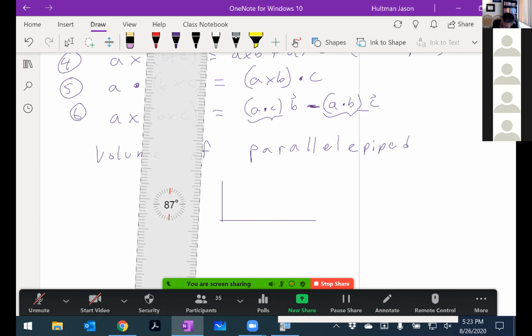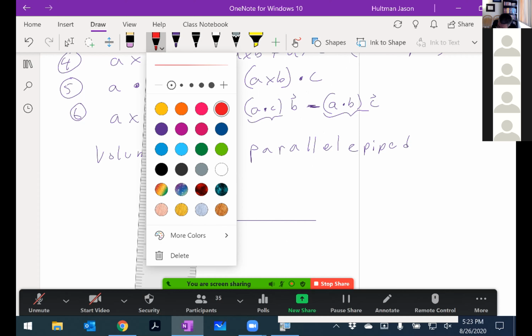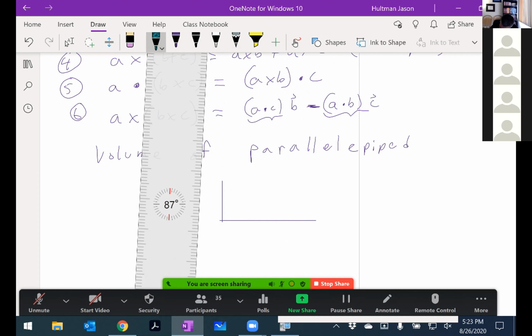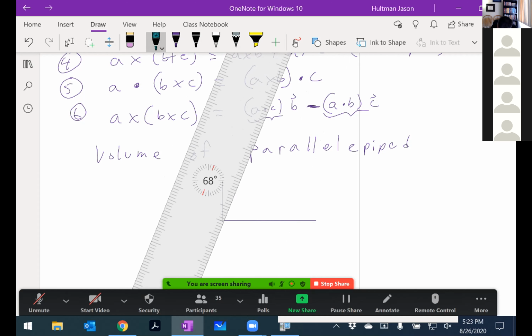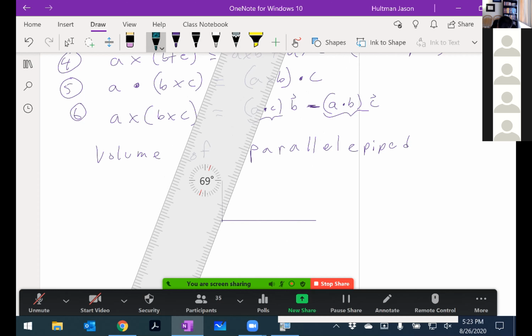What color do you want? What would be a good color for a parallelepiped? How about, I don't know, what's this color over here? Ocean? Let's do ocean. That's kind of cool. Ocean's parallelepiped, as opposed to Ocean's 11. Let's do ocean here for our parallelepiped.